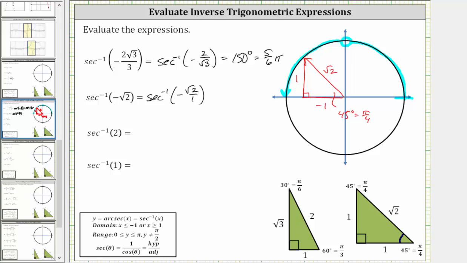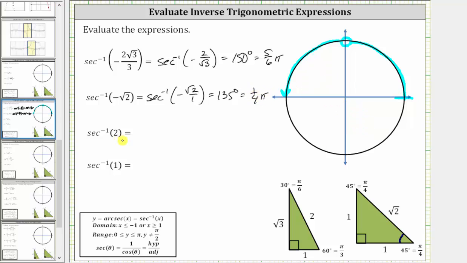The angle we are looking for has its initial side along the positive x-axis, its terminal side along this ray. Rotating counterclockwise, the angle we are looking for in the closed interval from 0 to pi radians is 135 degrees, or 3/4 pi radians, which we can determine by taking 180 degrees, or pi radians, and subtracting the reference angle of 45 degrees, or pi over 4, 1/4 pi radians, which gives us 3/4 pi radians. Inverse secant of negative square root 2 is equal to 135 degrees, or 3/4 pi radians.